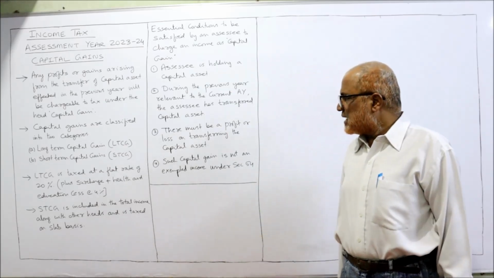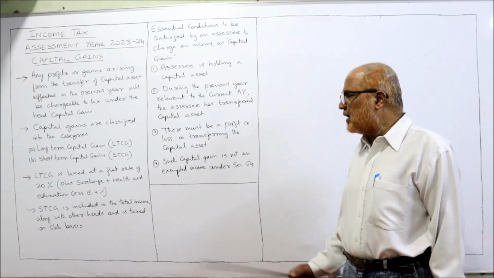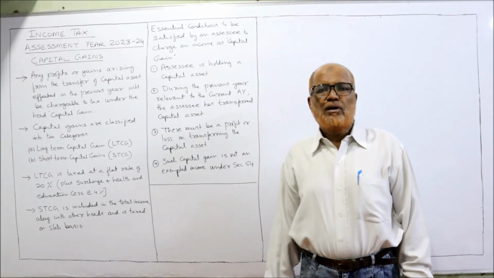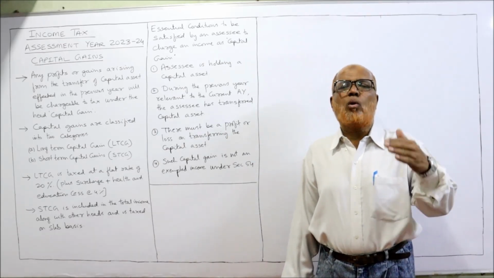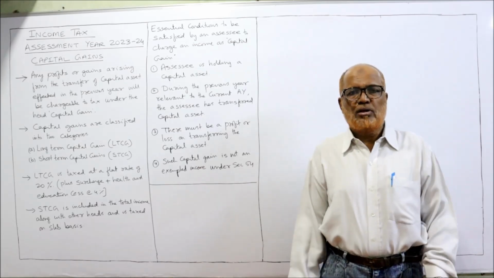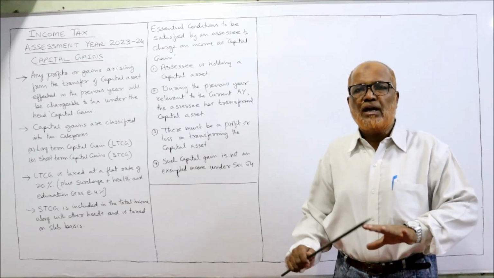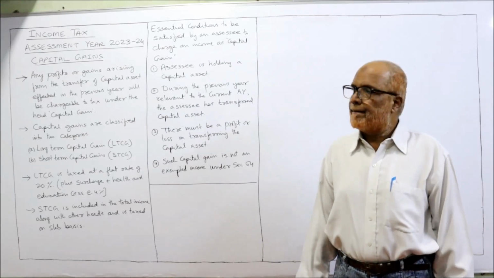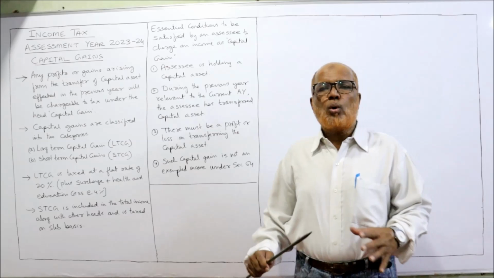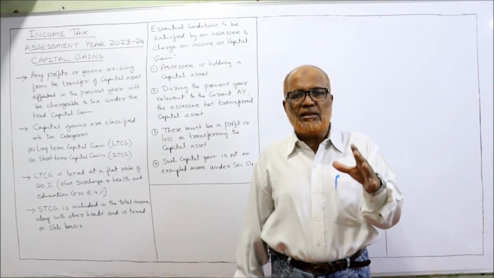So last one, such capital gain is not exempted under section 54. In the coming videos, I am going to explain to you what this section 54 is. If an income comes under section 54, the income is not taxable. Apart from this, so many provisions I am going to explain in this video.